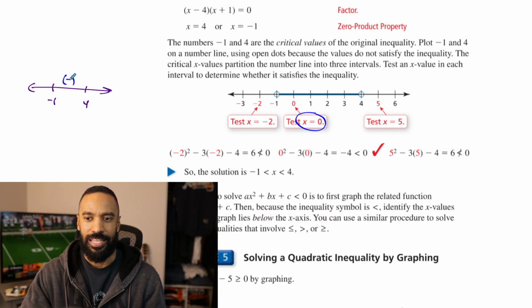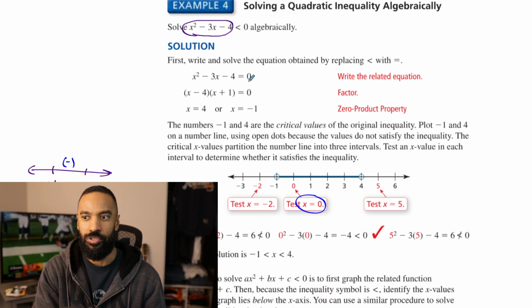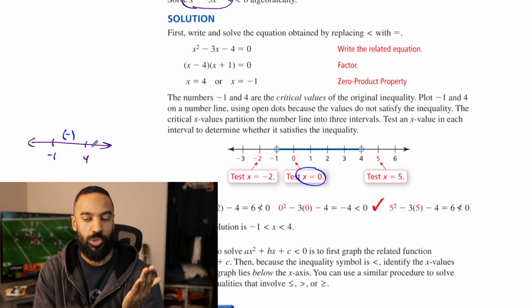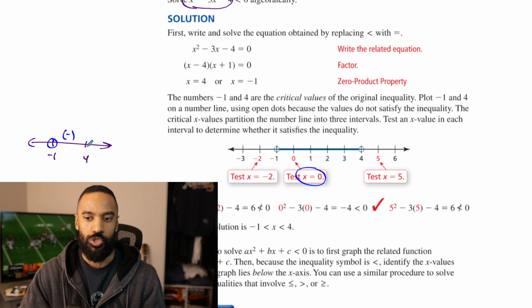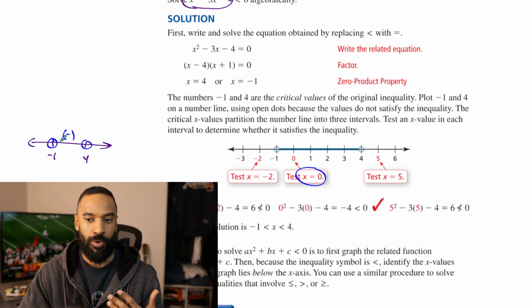And that means that it's negative in this case, which means those are values that will be less than 0 here. Anything between -1 and 4 will satisfy it. These would be open circles, by the way, because -1 and 4 don't count.